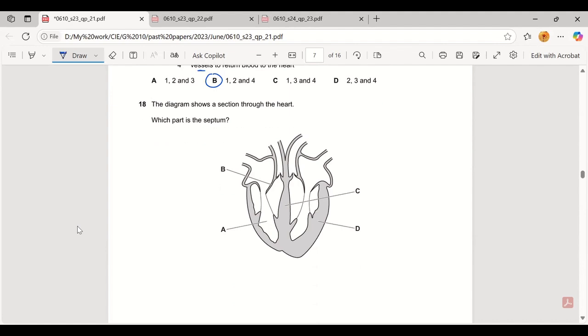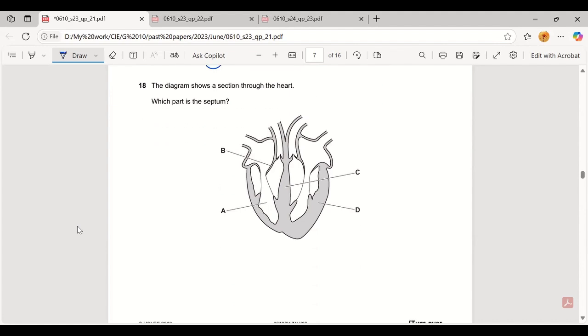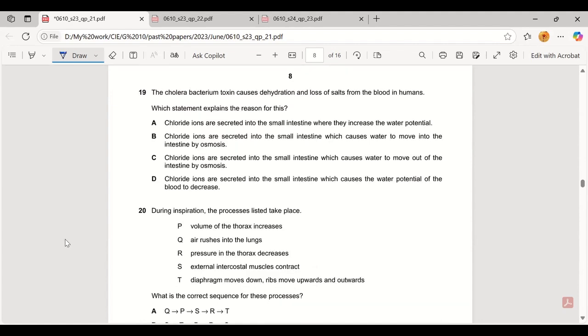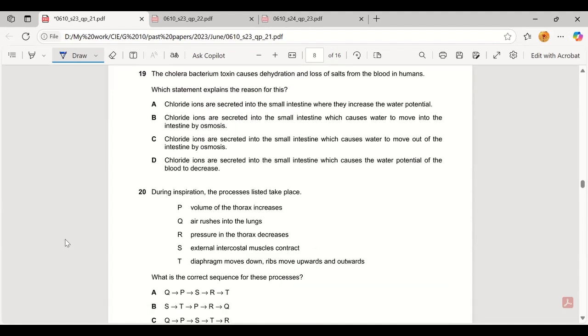Okay. The diagram shows a section through the heart. Which part is the septum? Michelle? C. Yes. The cholera bacterium toxin causes dehydration and loss of salts from the blood in humans. Which statement explains the reason for this, Yumna?